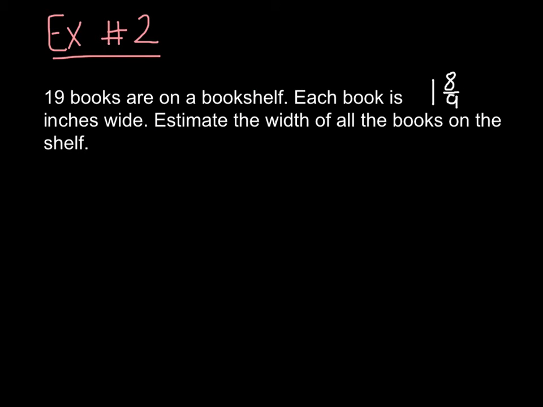All right, example number 2. This is something similar to what you're going to see on the test. There's 19 books on a bookshelf. Each book is 1 8/9 inches wide. Estimate the width of all the books on the bookshelf. All right, so obviously we know we're multiplying them. 19 times 1 8/9, because there's 19 books and each of them is 1 8/9 inches wide, and they want to know how wide they all are together.